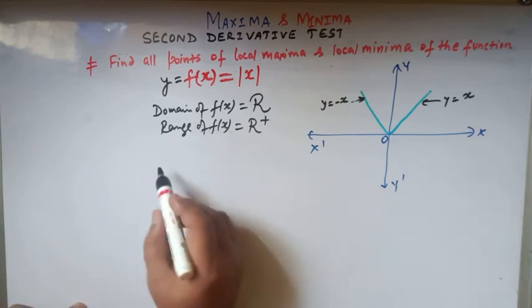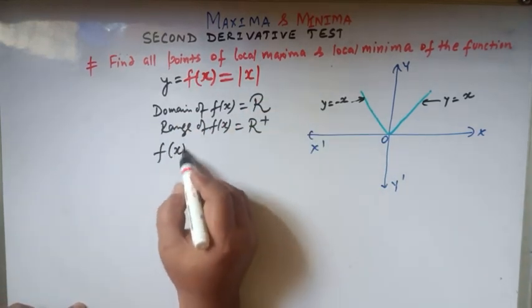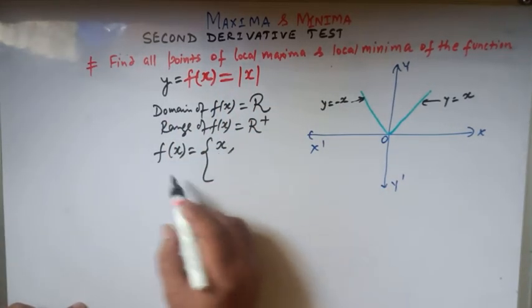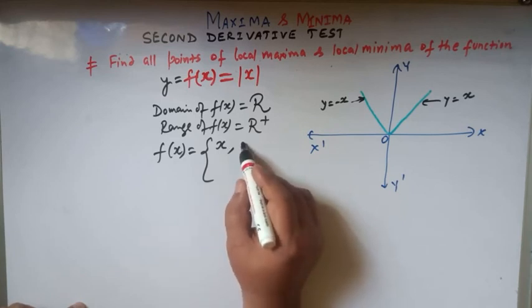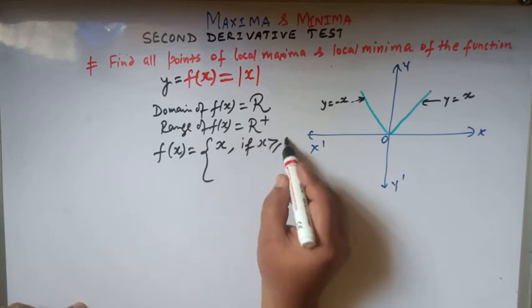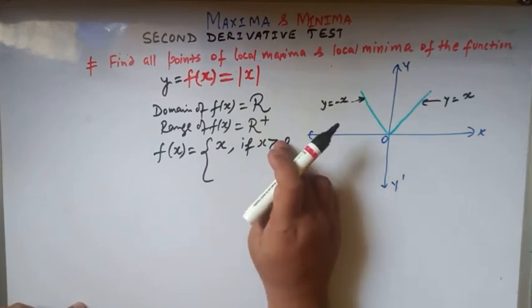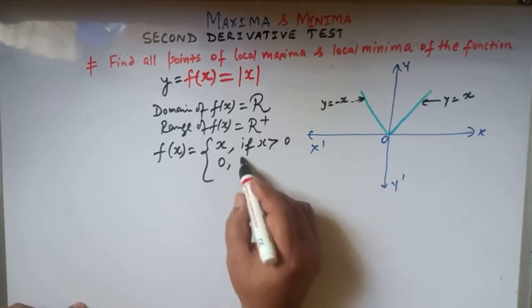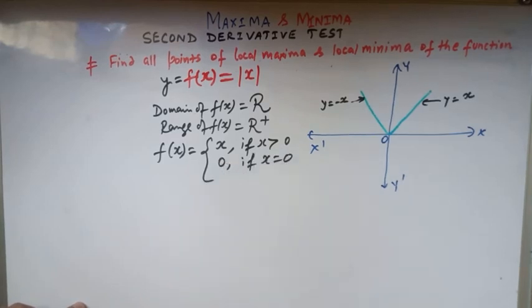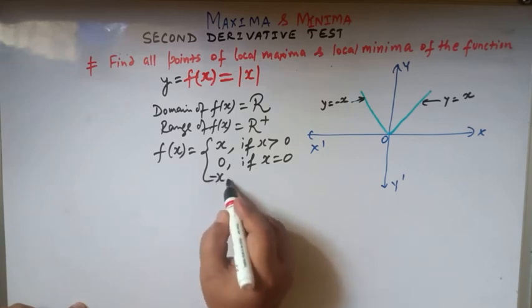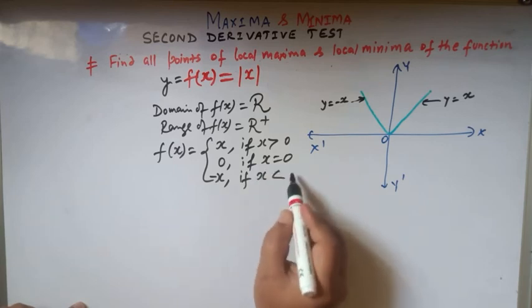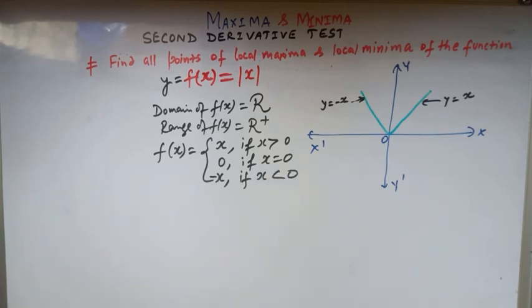Clear? So this is a piecewise function, and it is defined as f(x) is equal to x if x is greater than 0, and this is 0 if x is 0, and f(x) is -x if x is less than 0. Okay, so this is how we define this absolute value function.